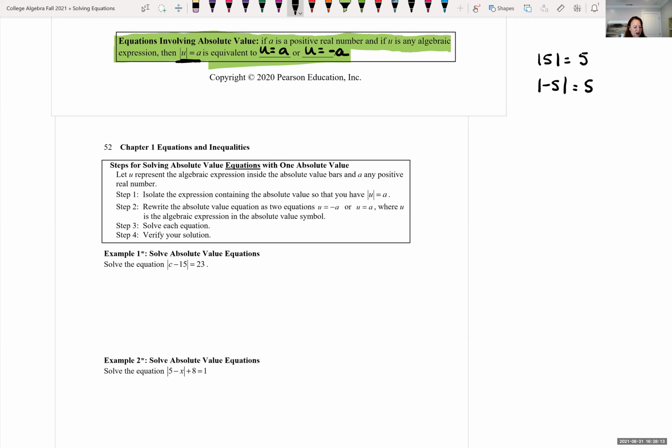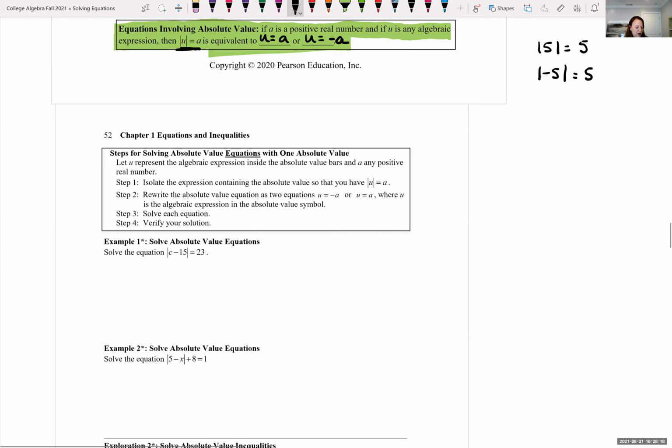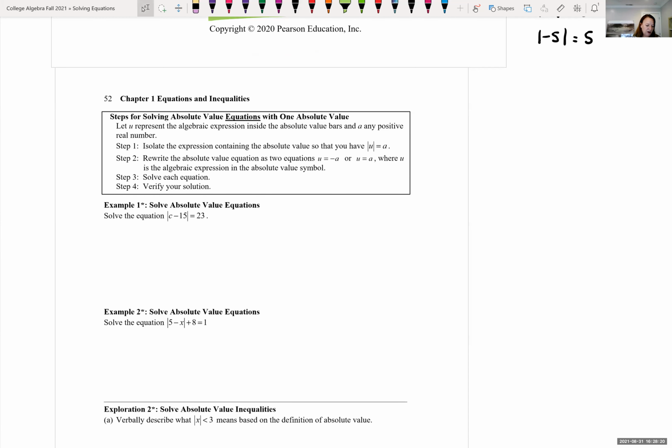So, steps for solving absolute value equations with one absolute value. Let U be the algebraic expression inside the absolute value bars and A be any positive real number. We have to make sure that the other side is positive, because if we take the absolute value, we're always getting back a positive number. So if we have an absolute value equals a negative number, we can stop and we don't need to go through and solve it. There's no solution.